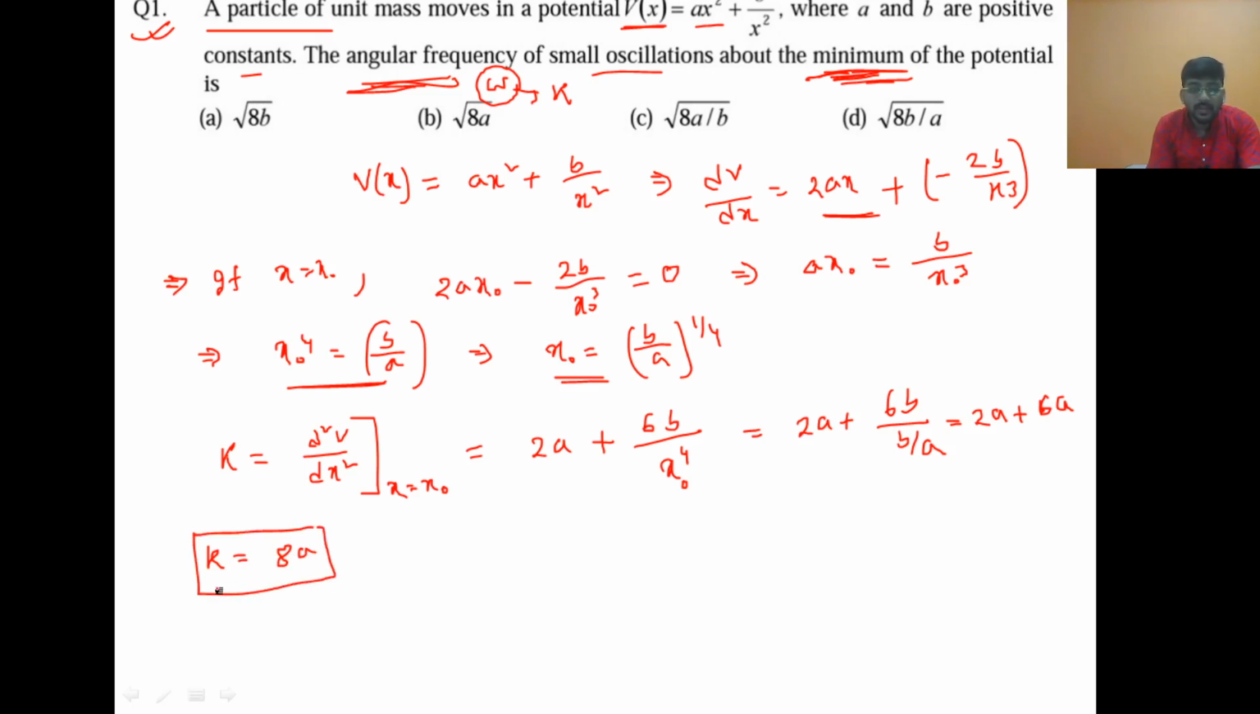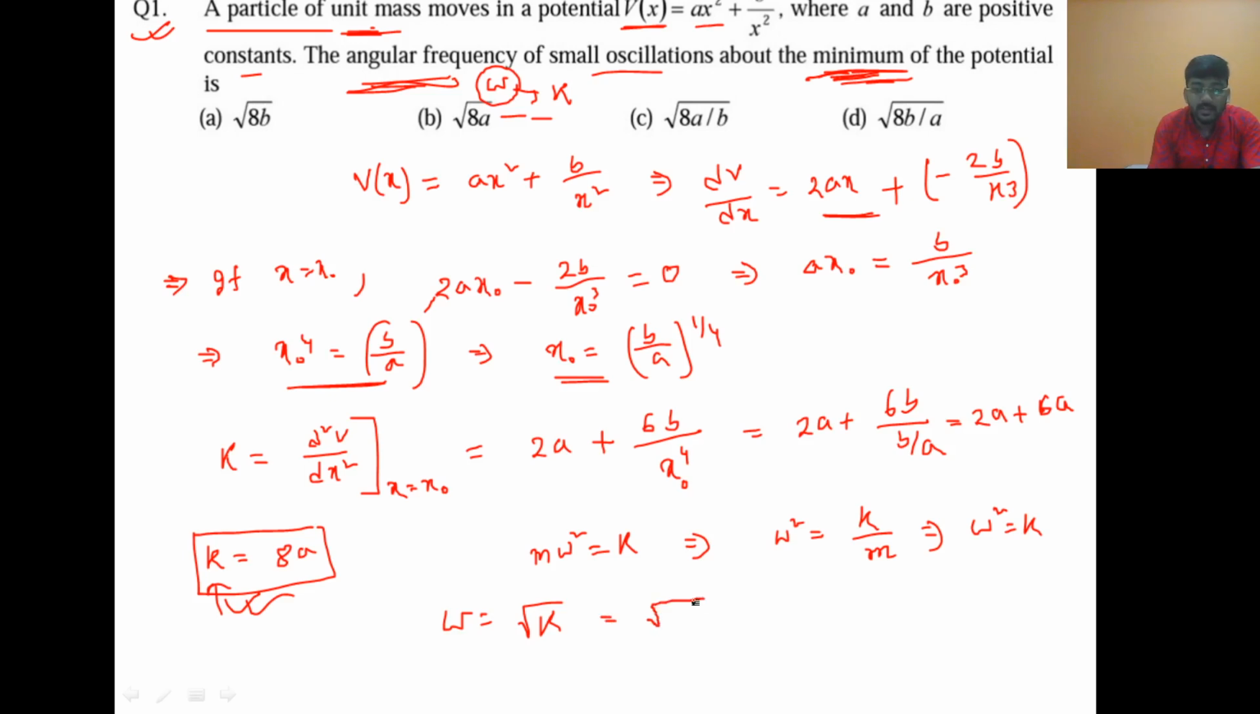So the force constant k is nothing but 8a, and there is a relation between force constant k and omega: m omega^2 = k. That means omega^2 = k/m, but in this problem the mass of the particle is unit, that is m = 1. So omega^2 = k, and omega will be root k, and here k is 8a, so omega = root 8a.